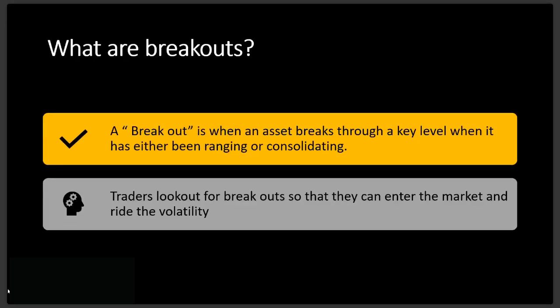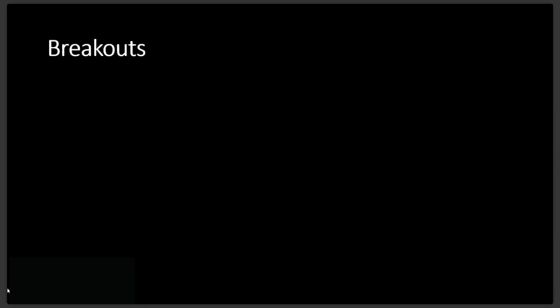A breakout is when price moves beyond a key level after it has been ranging or consolidating. Now, traders look out for breakouts so they can enter the market and ride the volatility. So they're looking at breakouts for potential market opportunities. Now, this is what a breakout looks like.